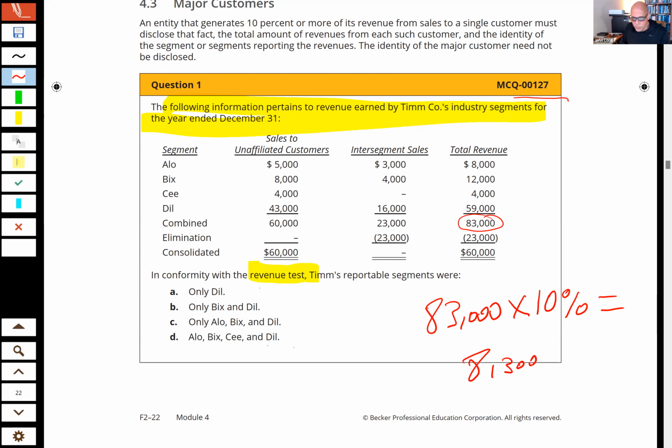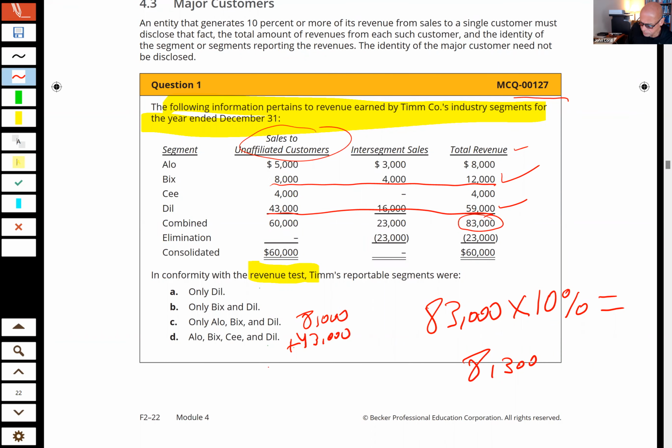Now you go through and see which of your segments exceeded that threshold. On a total basis, LO did not, BIX did. BIX is at 12. We're looking for those at 8,300. No for C, but DIL made it. DIL is 59. So now I'm interested, well, do I have enough? Since I have picked BIX and DIL, now I go to the consolidated number because I have to represent consolidated revenue. I pick that 8,000 plus the 43,000. Is that 51,000, guys?